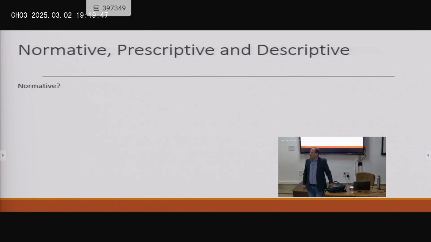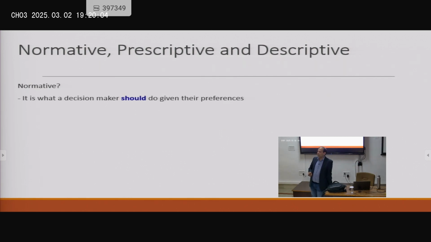So great. And then before we go, there is a distinction we like to make in decision analysis. We use terms like normative, prescriptive, and descriptive. Okay? So normative means that it's something a decision maker should do given their preferences. It means that if you give me your preferences over something, then I can prescribe, using decision analysis, the correct course of action. And that's what you should do. If you don't, then you're irrational. So it's a normative field.